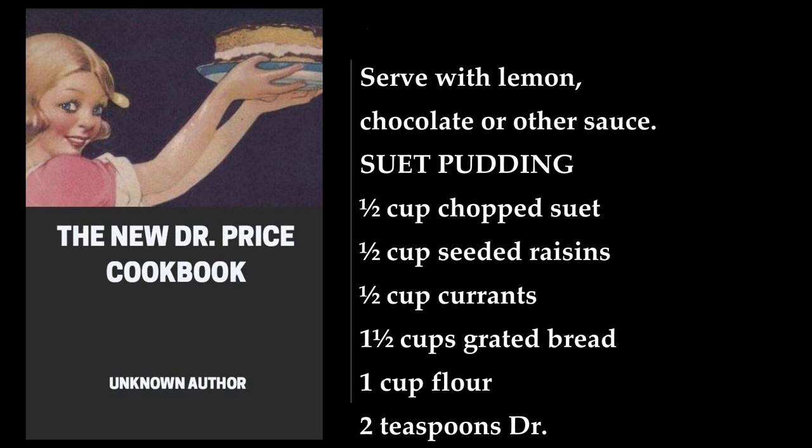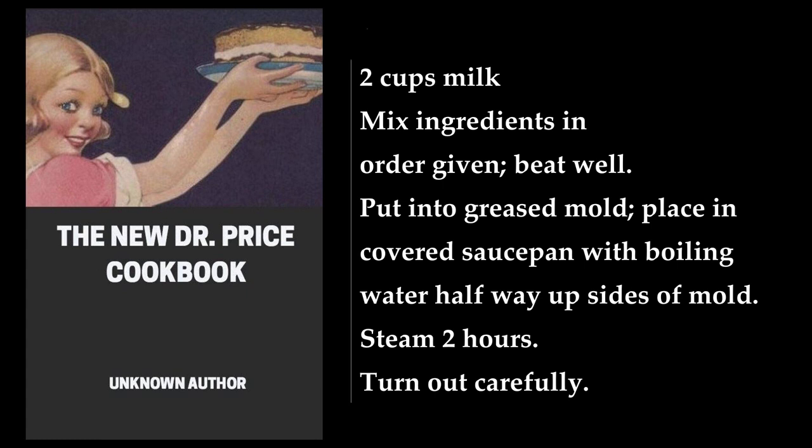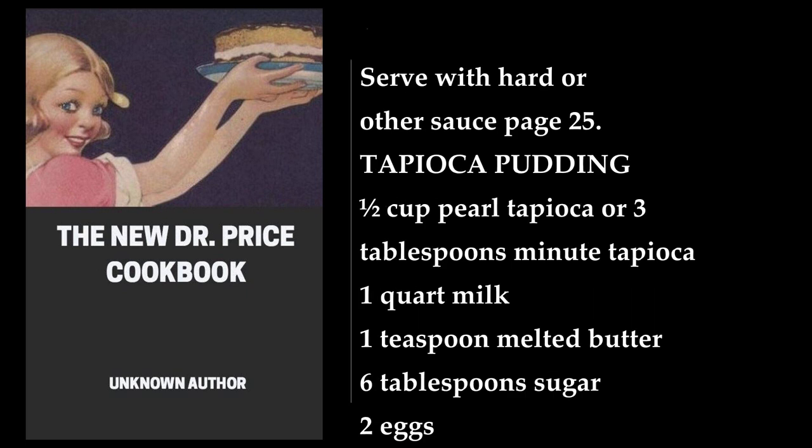Suet pudding. 1/2 cup chopped suet. 1/2 cup seeded raisins. 1/2 cup currants. 1½ cups grated bread. 1 cup flour. 2 teaspoons Price's baking powder. 1/2 cup brown sugar. 2 cups milk. Mix ingredients in order given, beat well. Put into greased mold, place in covered saucepan with boiling water halfway up sides of mold. Steam 2 hours. Turn out carefully. Serve with hard or other sauce.